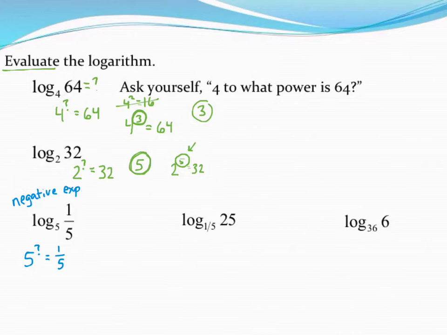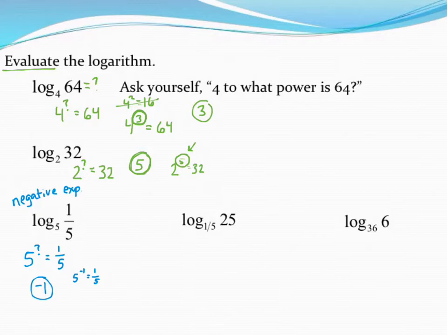So I can try 5 to the negative first or 5 to the negative second. And once I guess and check a few times, I should see that -1 is going to be the exponent that works because 5 to the negative first power is equal to 1/5. Okay? Actually, I said I was going to pause the video and have you try these last couple, but let me just go ahead and talk these through.